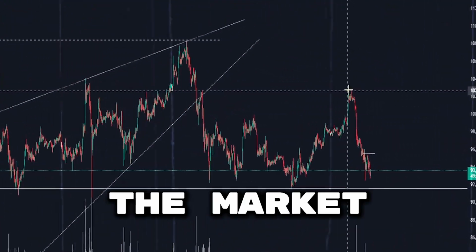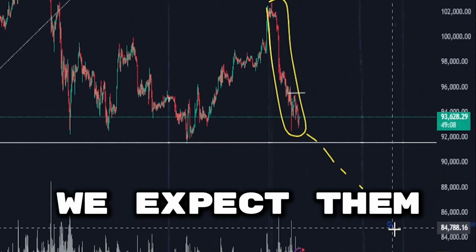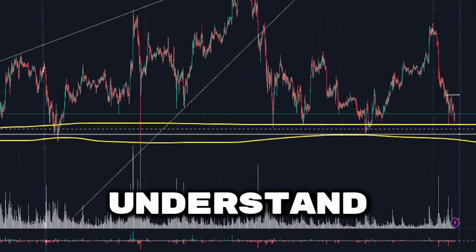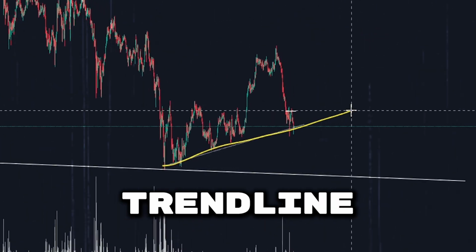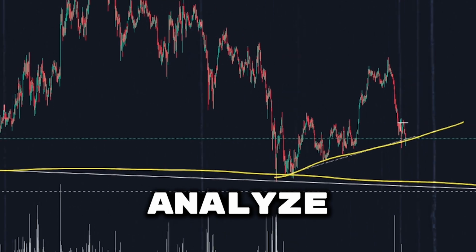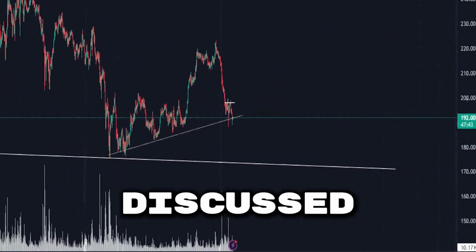After the significant drops the market has experienced in recent days, can we expect them to continue? How can this structure help us understand the price's continuity? On the other hand, how can Solana and its structures, both this trend line and this more macro-level trend line, help us analyze where the price might go next? All of this will be discussed in today's video.